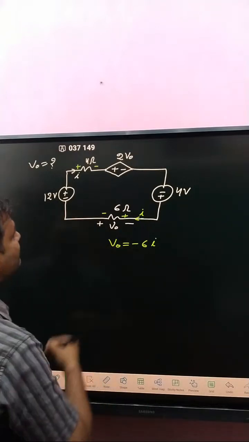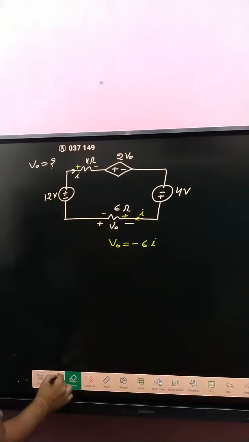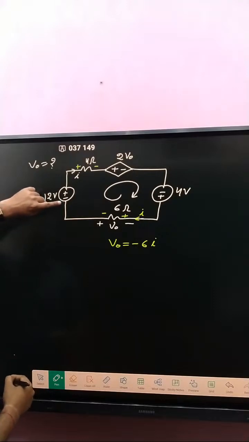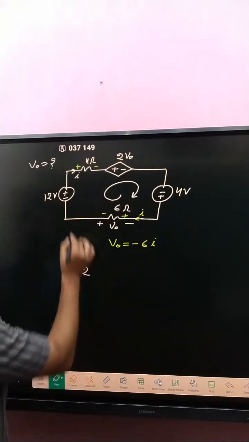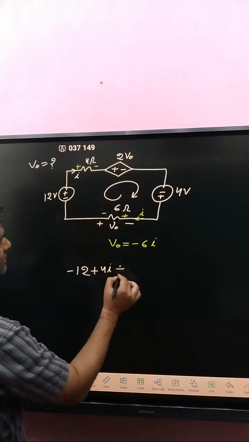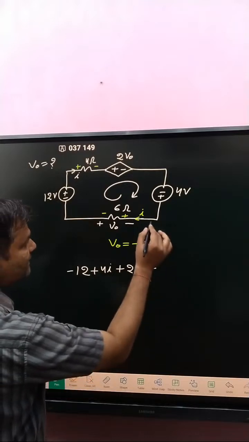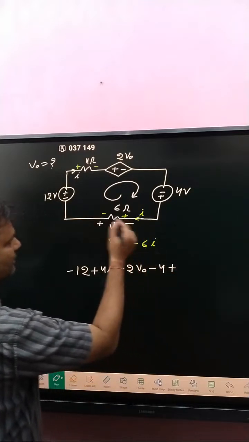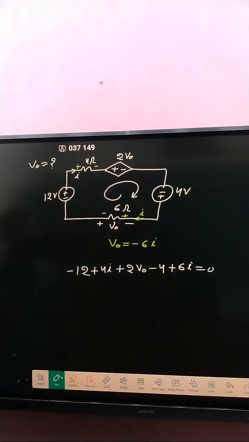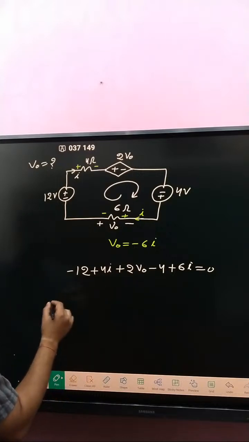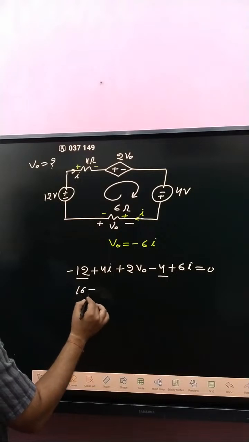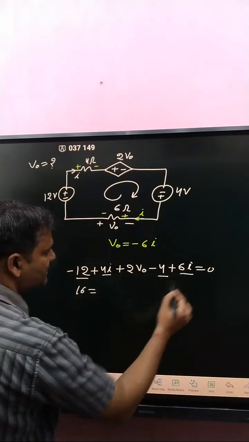Now, after that, apply KVL in this loop. Minus 2 plus, which sign first? Minus, so written minus 12. Plus to minus, plus 4I. Plus to minus, 2V0. Minus 4, plus to minus 6I. This is equal to 0, simply. And what about V0? Minus 6I. So minus 12 minus 4, that is how much? 16. So 16 is equal to 4 plus 6, that is 10I.